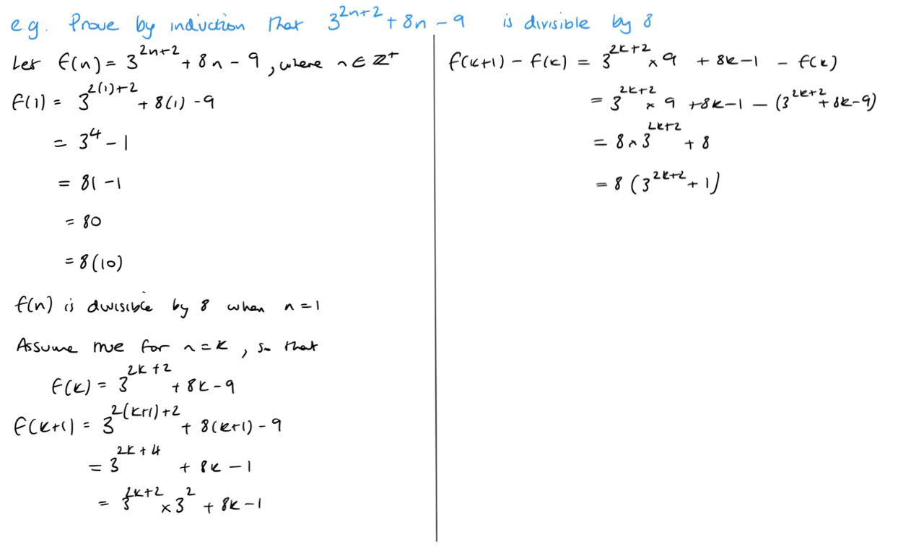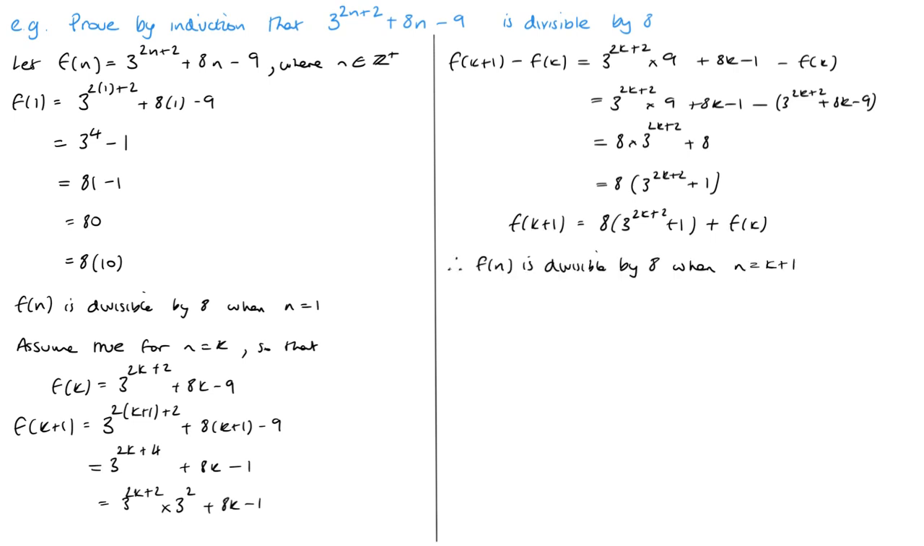Oh, I'm just getting a little bit ahead of myself, because what I haven't done is taken the f of k back over to the other side. So this is just f of k plus 1. So it's 8 times this plus f of k. Okay, so now I can say therefore f of n is divisible by 8 when n equals k.